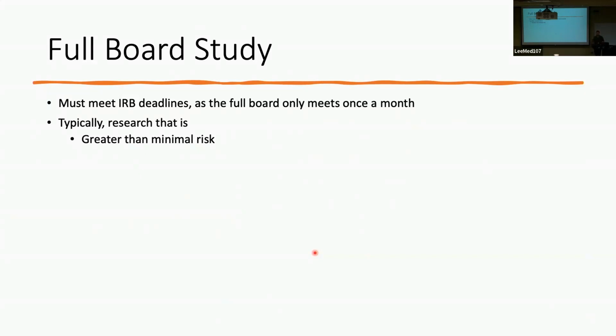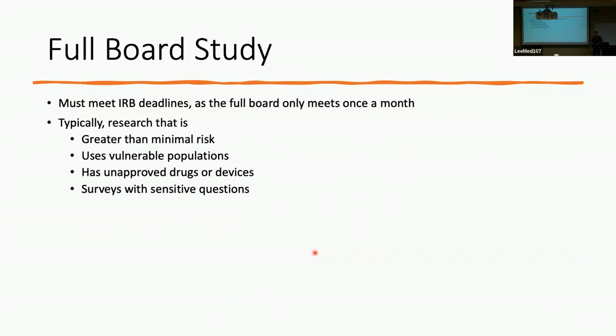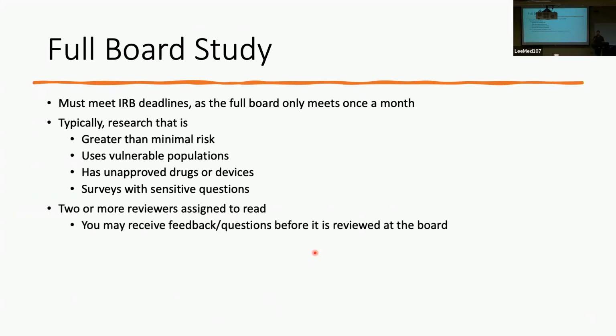Typically, research that is greater than minimal risk will go in there, one using vulnerable populations, one that has unapproved drugs or devices, surveys with sensitive questions. These are all going to go full board. And again, those studies that we want the expertise of the full board to look at, because this is the only chance that we have to have a study go to the full board. In these circumstances, two or more reviewers are assigned to read it.